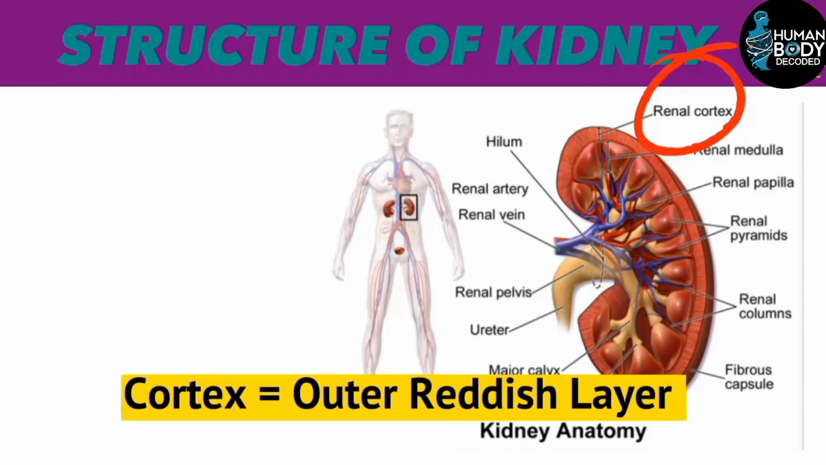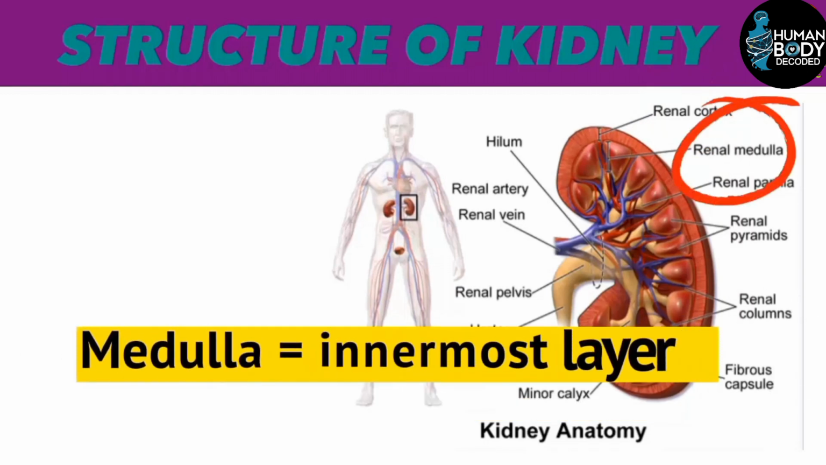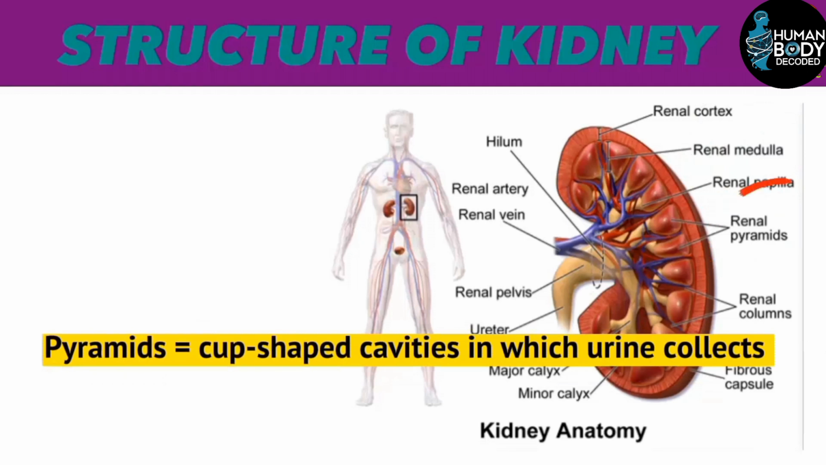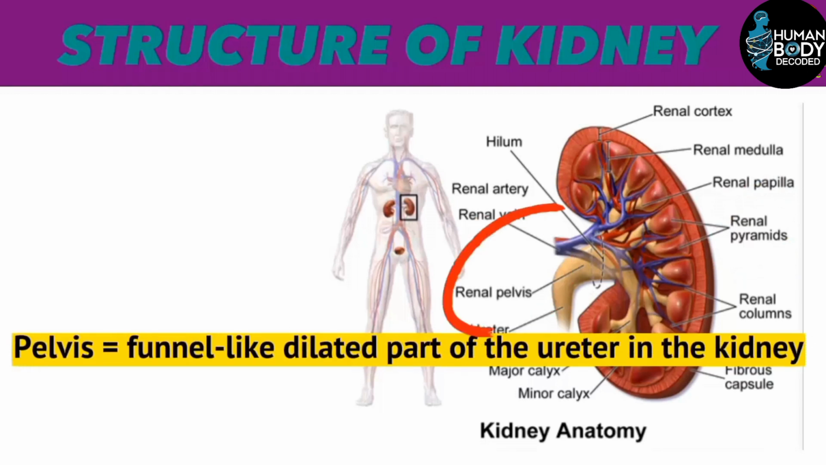First, let's talk about the cortex. The reddish-brown outer layer you see is called the cortex. The inner part, excluding the cortex, is called the medulla. Now, let's move on to the pyramids. You can see these cup-shaped structures here. These are actually cavities, and they are called pyramids. All these pyramids converge at a central area, called the pelvis, which is the funnel-like part of the kidney. The pelvis then connects to the ureter.